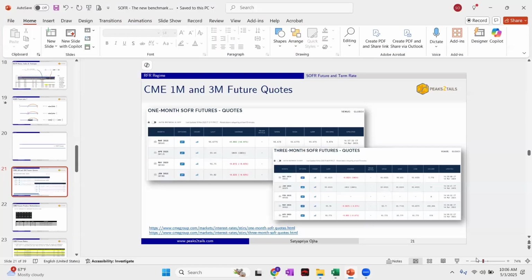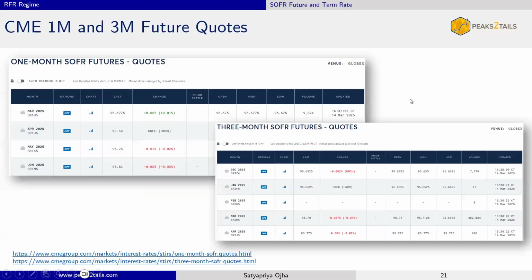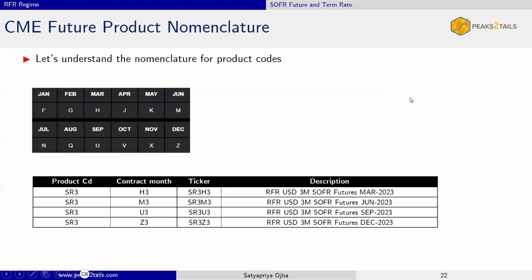So let me explain the basic valuation of SOFR futures. Before that, we need to understand the nomenclature. How do we read the SOFR future? There are two things. One is called the product code, which is either SR3 or SR1. SR3 means 3 month future. SR1 means 1 month future. This is the complete ticker description as we saw on the website.